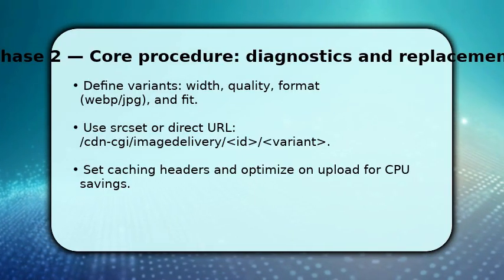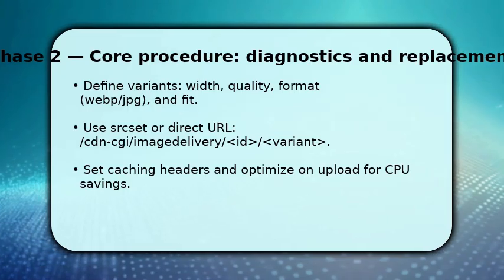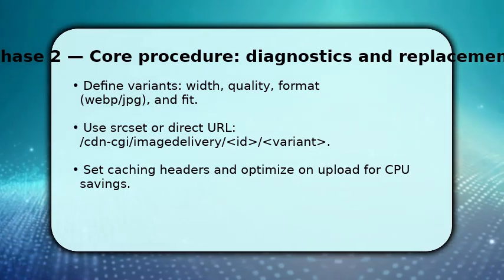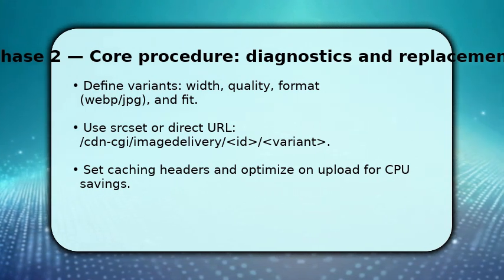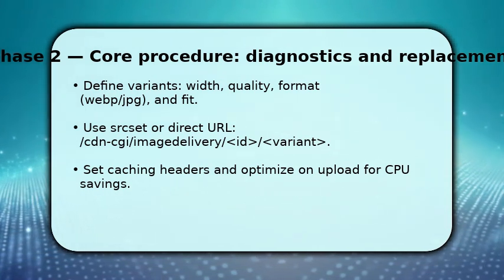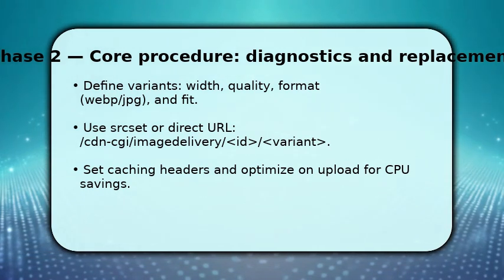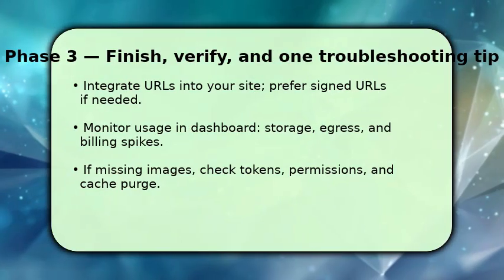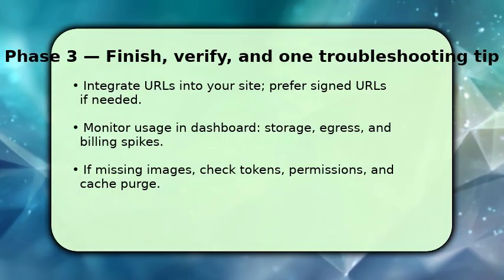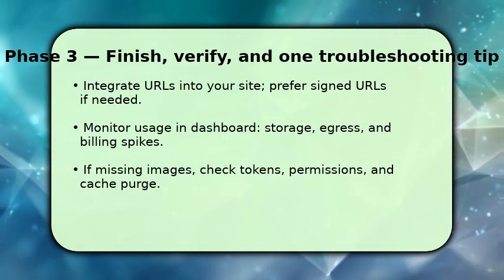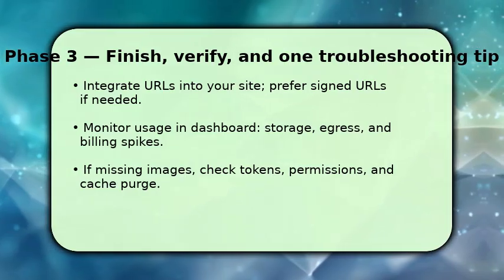Once done, adjust caching TTL and enable edge caching so Cloudflare serves bytes quickly. This reduces origin load. Also, consider automatic format negotiation so browsers get the best file type without extra logic. Finish by integrating the image URLs into your site templates or CMS. If security matters, use signed URLs or short-lived tokens to limit access.